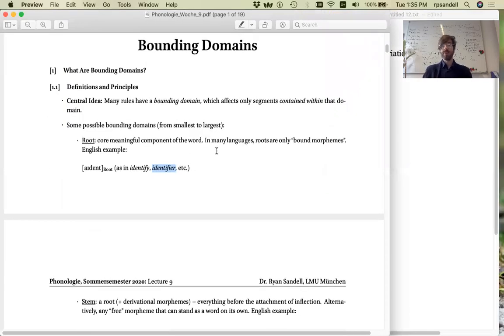A stem now, in the usual terminology, will mean a morphological unit that consists of a root, at least, and possibly some additional derivational suffixes, that is, some other word formation suffixes.